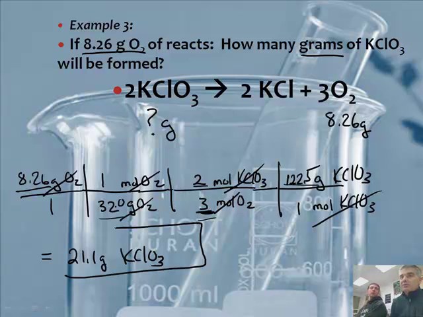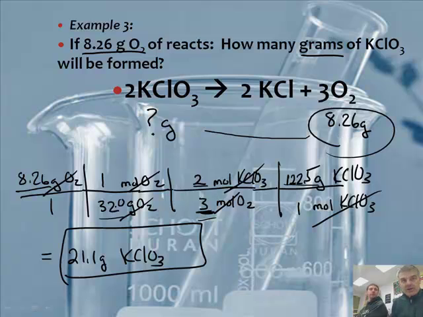So what this means, guys, is if you were to finish with 8.26 grams of oxygen, it would come from 21.1 grams of potassium chlorate. Why is this important, guys? Because scientists want to know how much they're going to make when they produce something. If you work at a factory where your job is to build particular chemicals, you need to be able to predict how much you're going to make from the ingredients that you have.